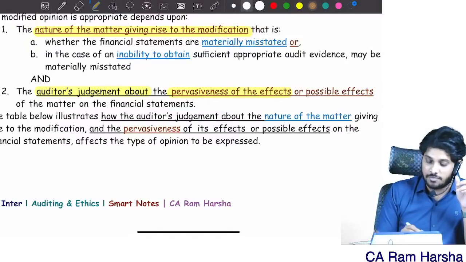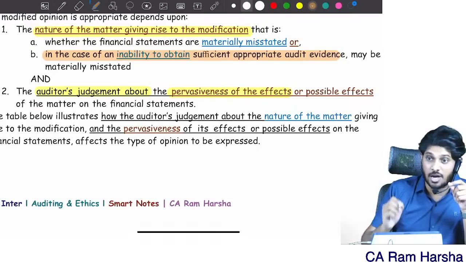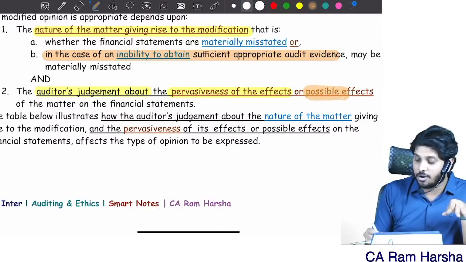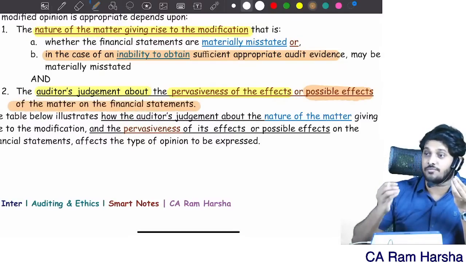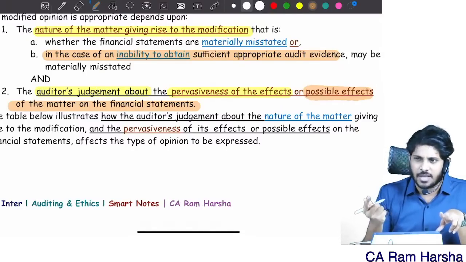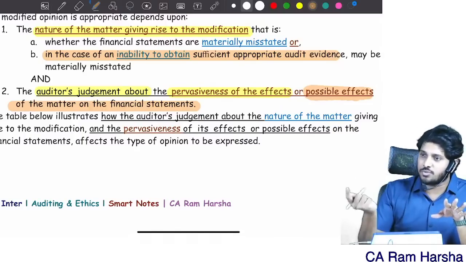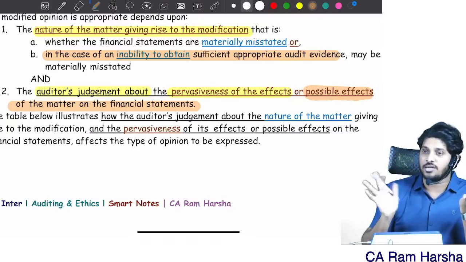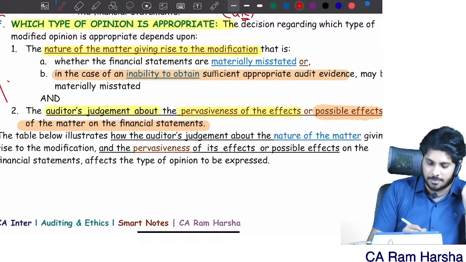Suppose the nature of the matter is inability to obtain sufficient appropriate evidence. The nature of the matter because of which I want to give a modified opinion is that I am not getting evidence. Then what is your judgment about the pervasiveness of the possible effect on the financials? That is the second point you should check. Suppose I am not getting evidence for a material item, but it is not pervasive. Which opinion will I give? Qualified. If it is pervasive also, what will I do? I am not getting evidence for a material item, and moreover it is a pervasive item also. Which opinion will I give? I will not give an opinion. I will straight away disclaim the opinion. That's it. So this itself can be asked as a question in the exam, a 3 marks question.